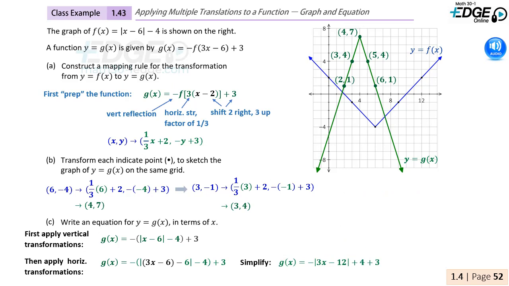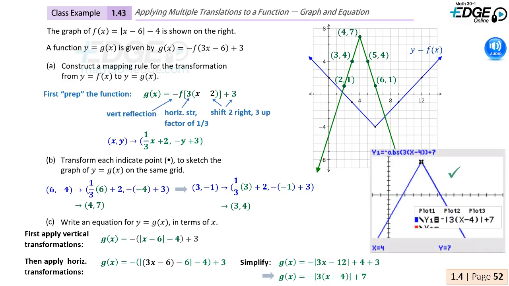As we simplify what is inside the absolute value brackets, we get 3x minus 12. As we distribute the negative sign both in front of the absolute value brackets and to the -4, we get a plus 4, which adds to the 3 to give us a 7. We can confirm using our graphing calculator that this form in terms of x will generate the same graph we've seen that we drew above.